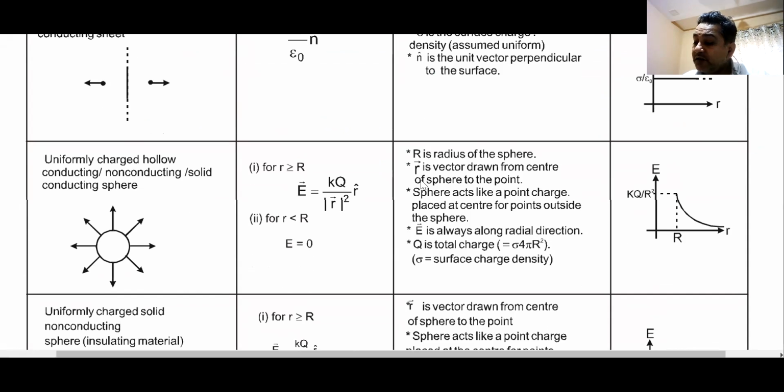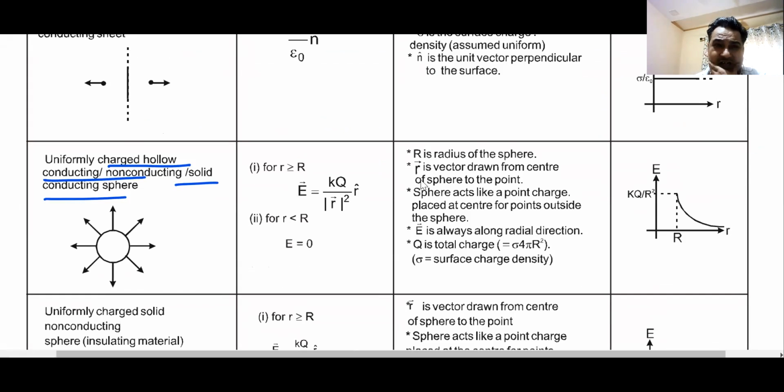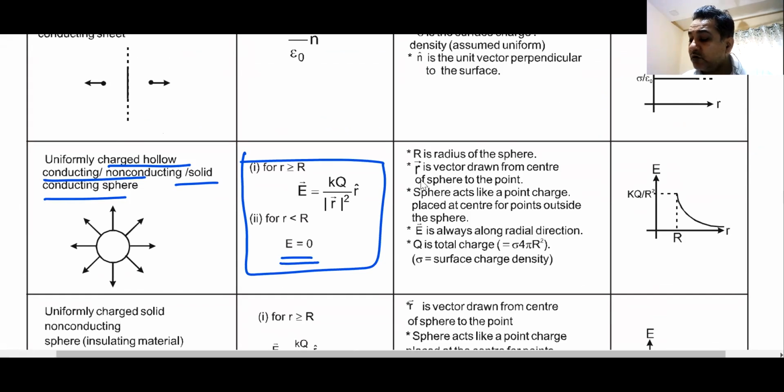Then you have uniformly charged, hollow, conducting or non-conducting or solid conducting sphere. Solid conducting sphere, property of conductor: you must remember whatever charge you give, it will always come on the outer surface. A conducting body cannot have charge inside the body, and hence this is the formula. Inside, electric field is 0. Outside, electric field is kq by r square.